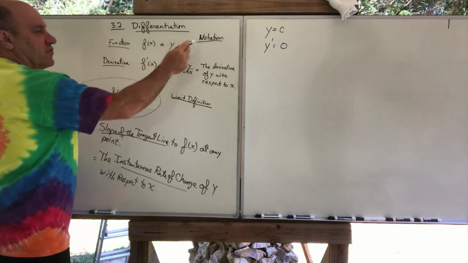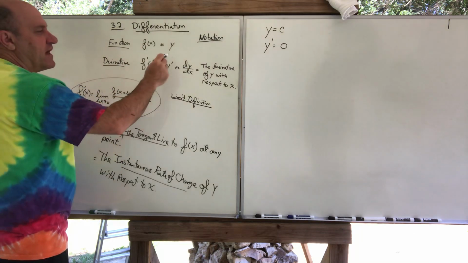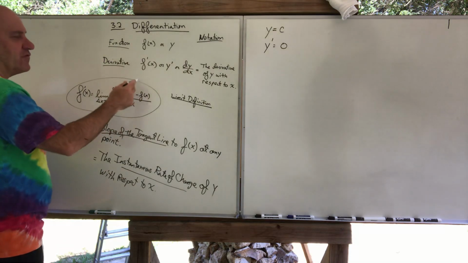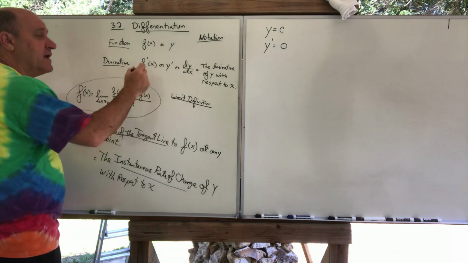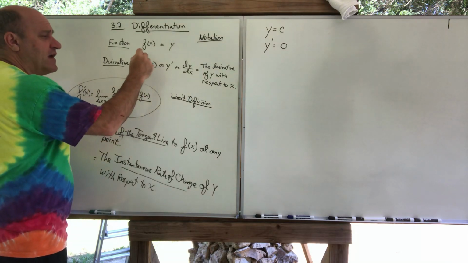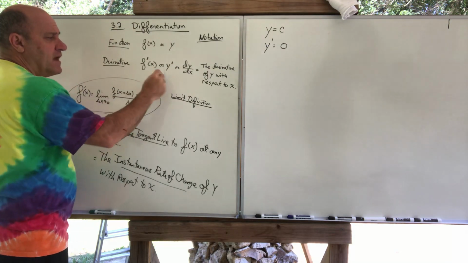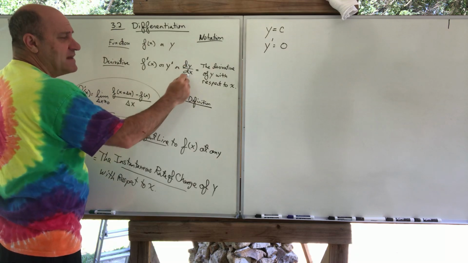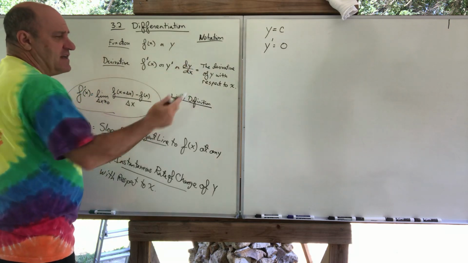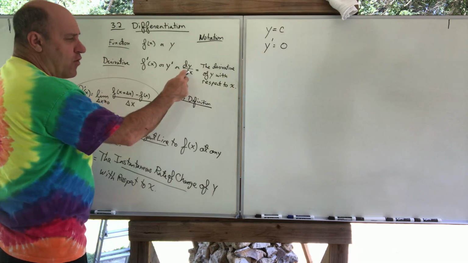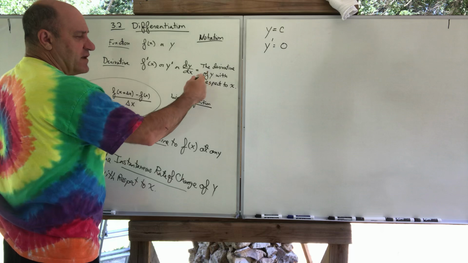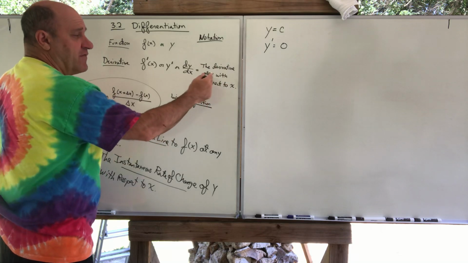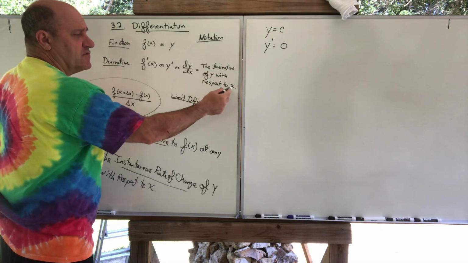Here's a little notation. If the function is f of x or y, then we take the derivative and we call that new expression, a new function by the way, f prime of x or y prime. Or we use dy dx. It's kind of dy over dx, but we say dy dx. It's the derivative of the function y with respect to x.